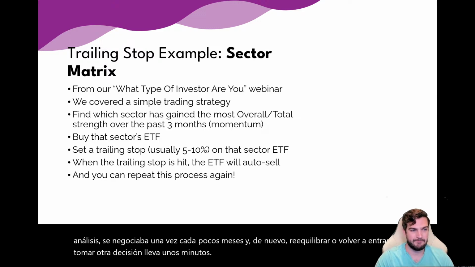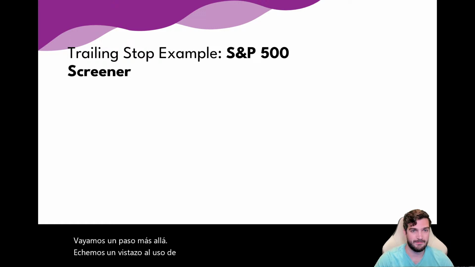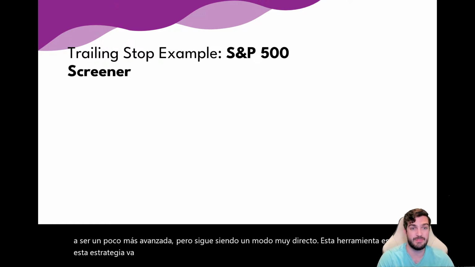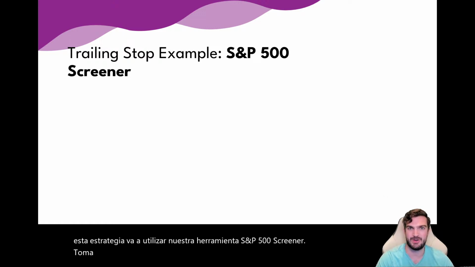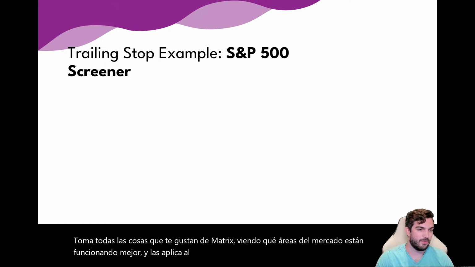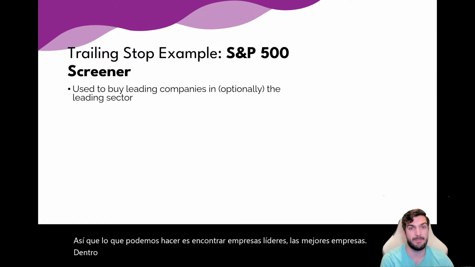Let's take it one step further. Let's take a look at using another tool within Sectors Made Simple. And this one's going to be a little bit more advanced, but still very straightforward. This strategy is going to use our S&P 500 screener tool. Takes all of the things you love about the matrix, seeing which areas of the market are performing the best, and applies it to the S&P 500. So what we can do is we can find leading companies, the top companies within the, if you want, top areas of the market.